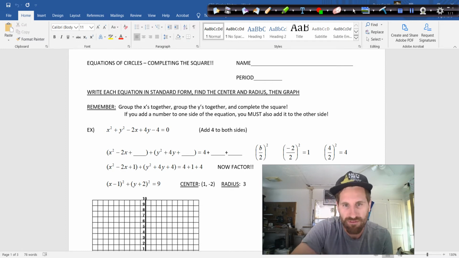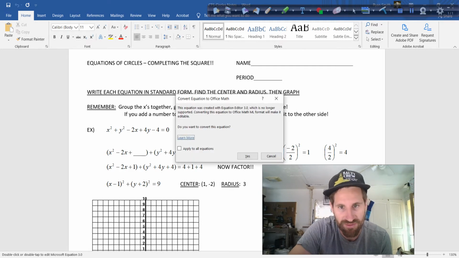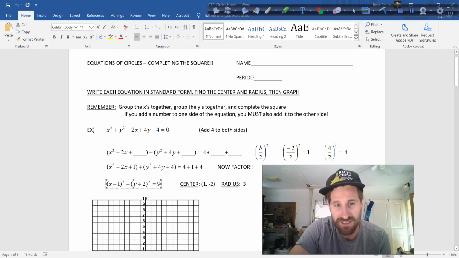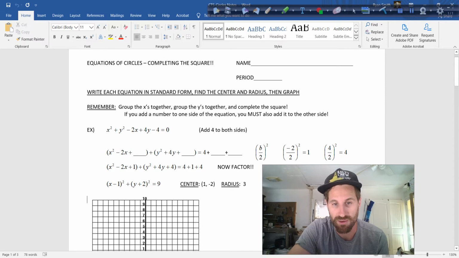So we're going to be given an equation that looks like this, where we have x squared plus y squared minus 2x plus 4y minus 4 equals 0. We want it to get into this form down here where we can easily find the center because it's in the circle equation. So to do that, we're going to use complete the square.